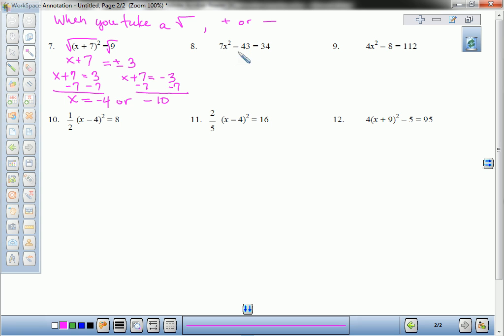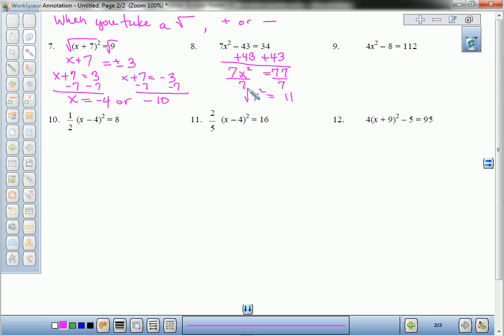Okay, so on this one, we got to get the squared part by itself. So what has to go first? The 43, that's right. And so we get 7x squared equals 77. Divide by 7, that's right. Now here we get x squared equals 11.